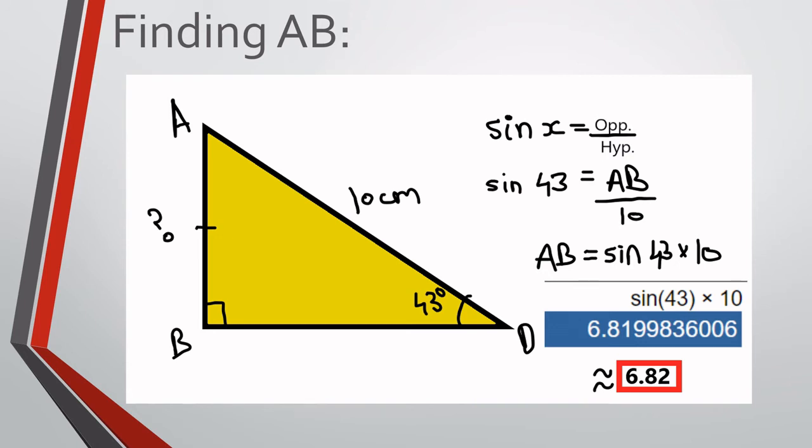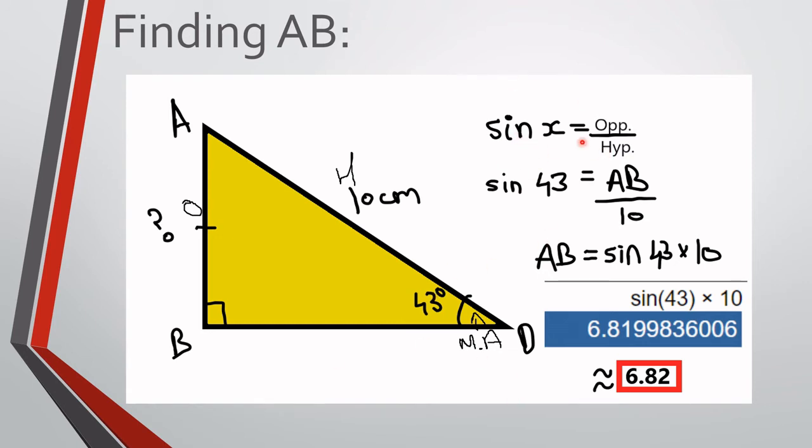Wait, I will write it. This is H. This is the MA. I will write MA, marked angle. Alright, this is the marked angle, and the side we need to find is this, which is opposite. So opposite and hypotenuse we have. That means we use sine.